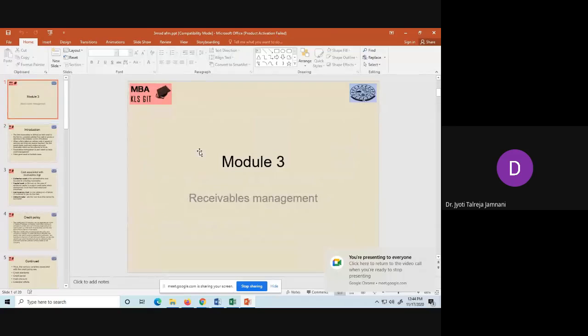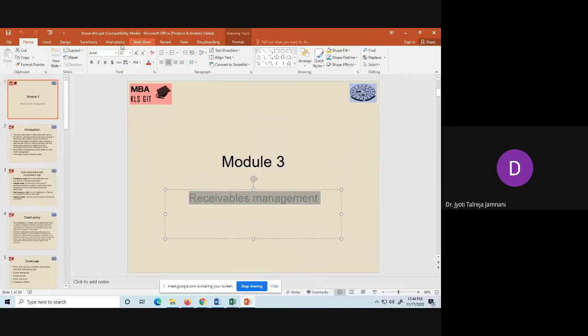Okay, unit 3 is about receivable management, or you can also call it credit management. What are we going to do in receivable or credit management? We'll basically understand how you receive money from the people to whom you have sold goods on credit.